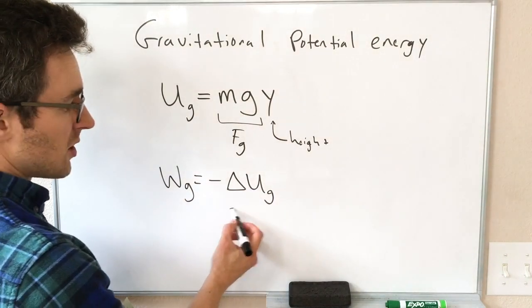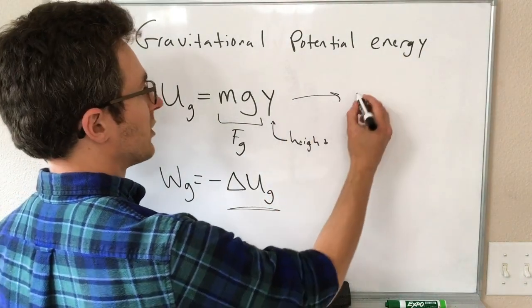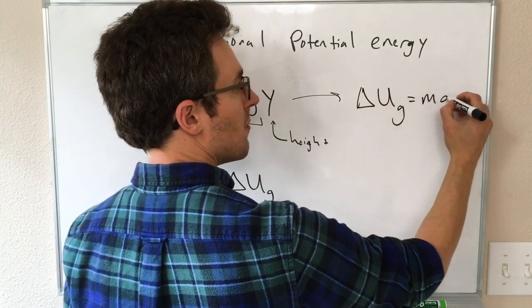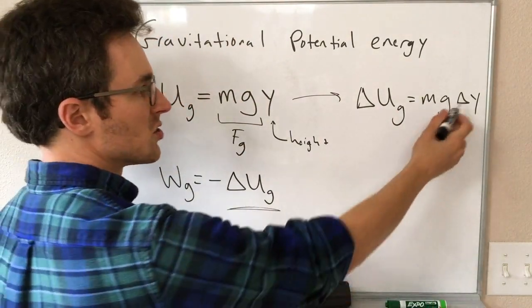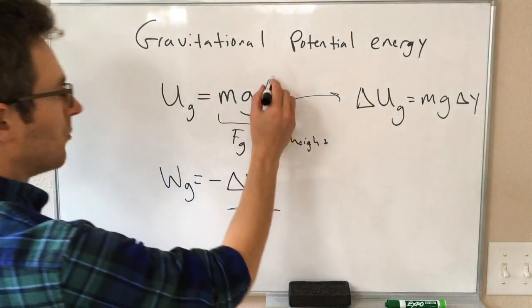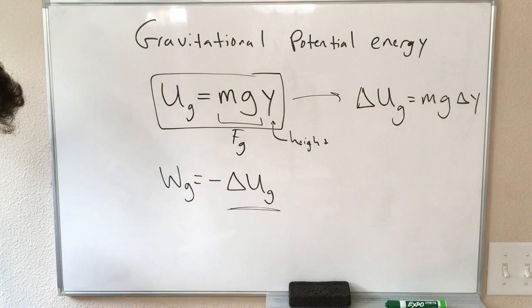Because we often are going to talk about changes in the potential energy, we are most frequently going to use something like delta UG equals mg delta y. m and g aren't going to change, but our height is the thing that changes. So this is probably the most useful potential energy equation, but this is kind of the definition, so I'll put a box around that one.